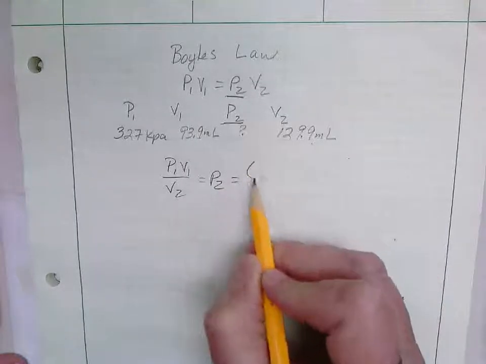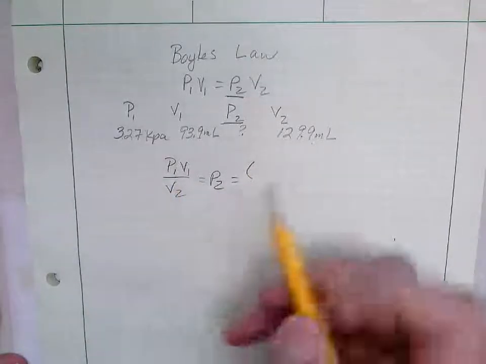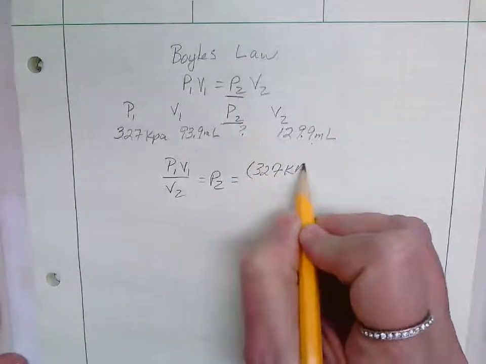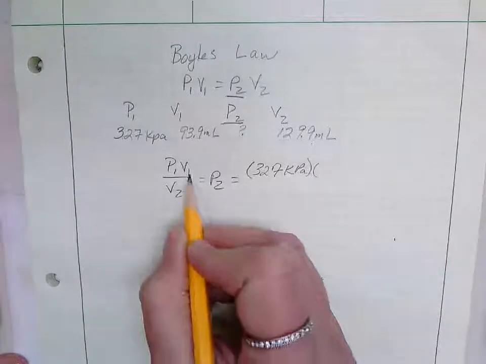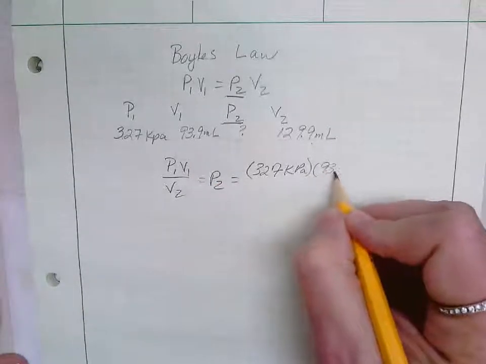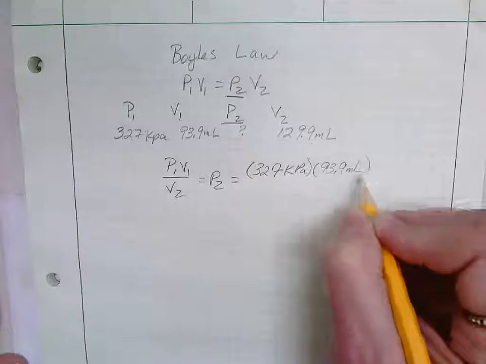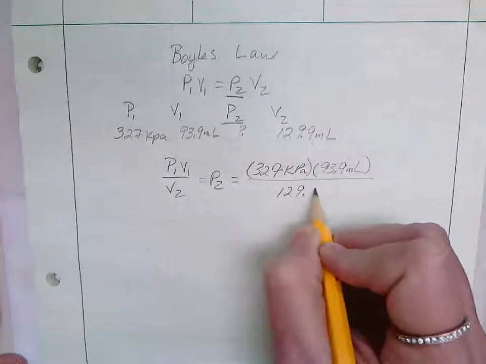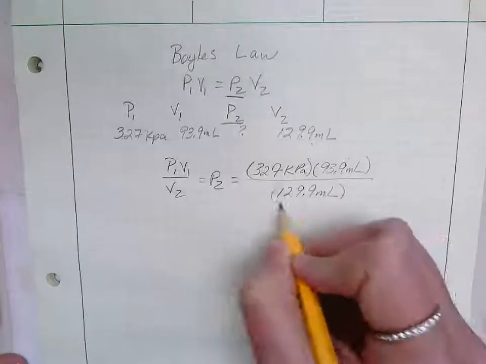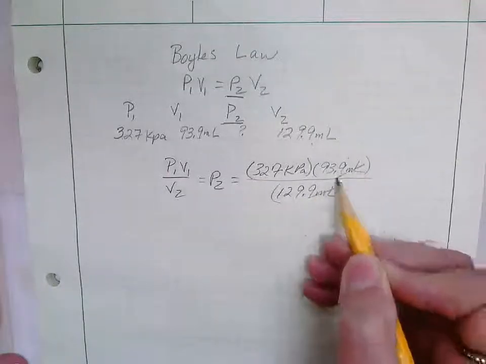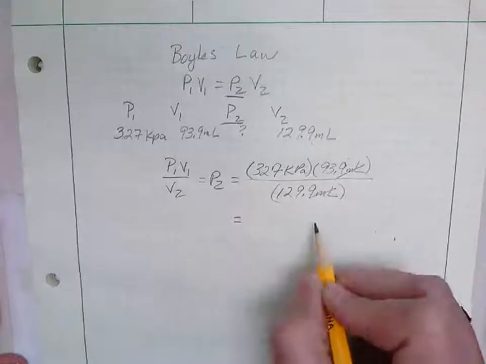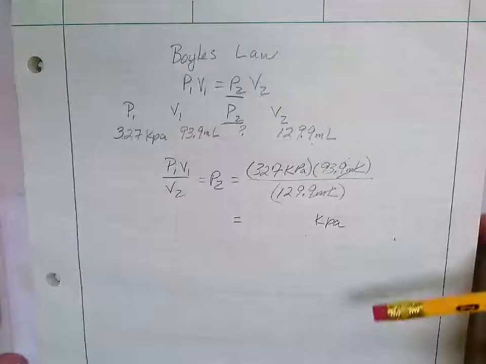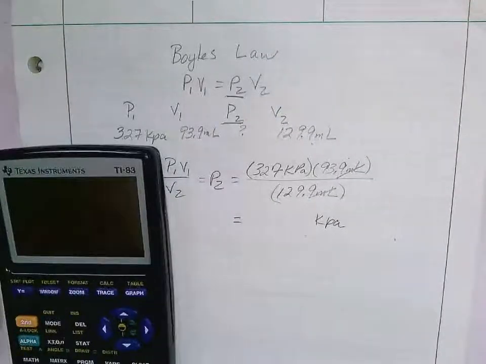And I'm ready now to substitute in. P1 is here at 327 kilopascals. V1 is 93.9 milliliters. V2 is 129.9 milliliters. And my units, milliliters, are going to cancel out. My answer is going to come out in kilopascals, which is good. That's a pressure unit, so that works.